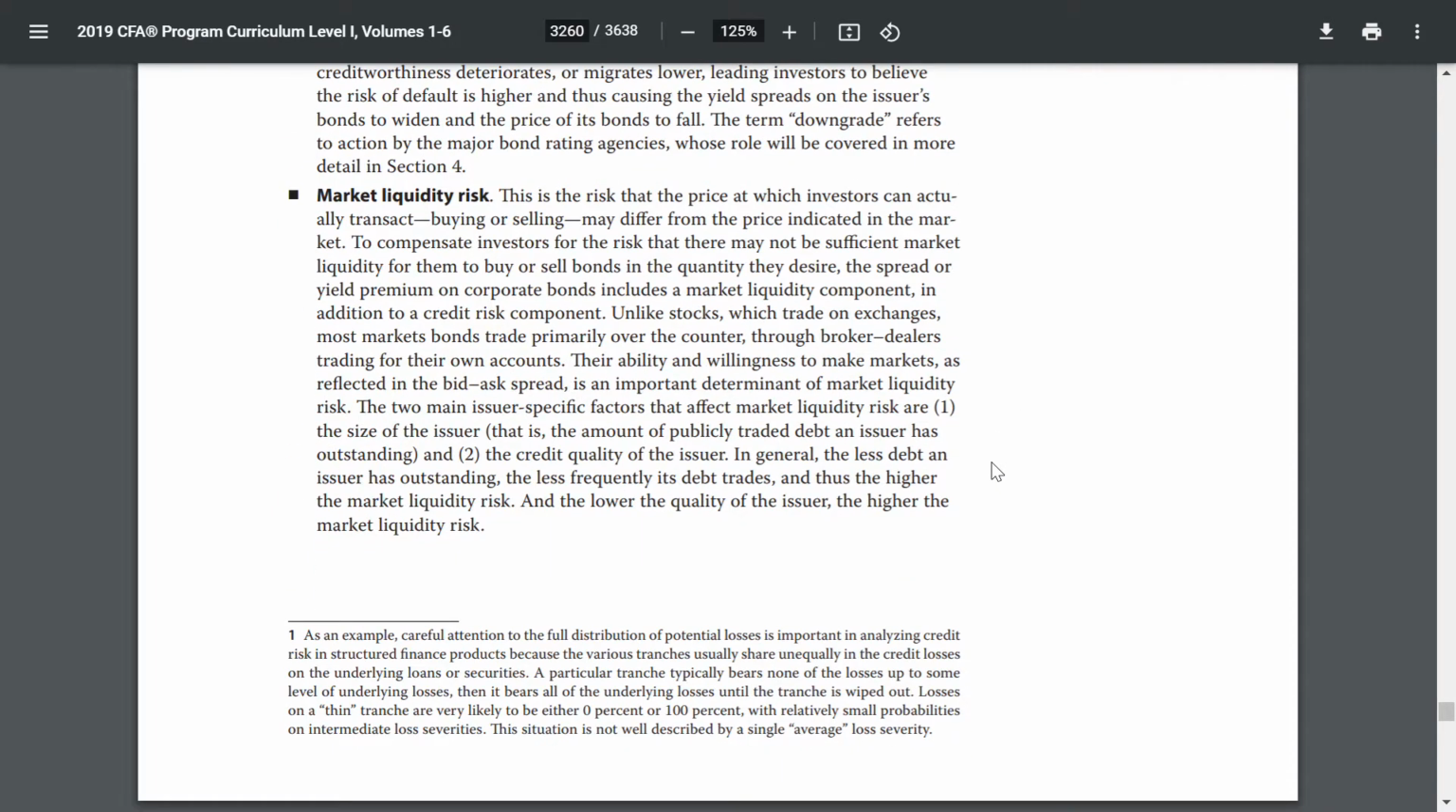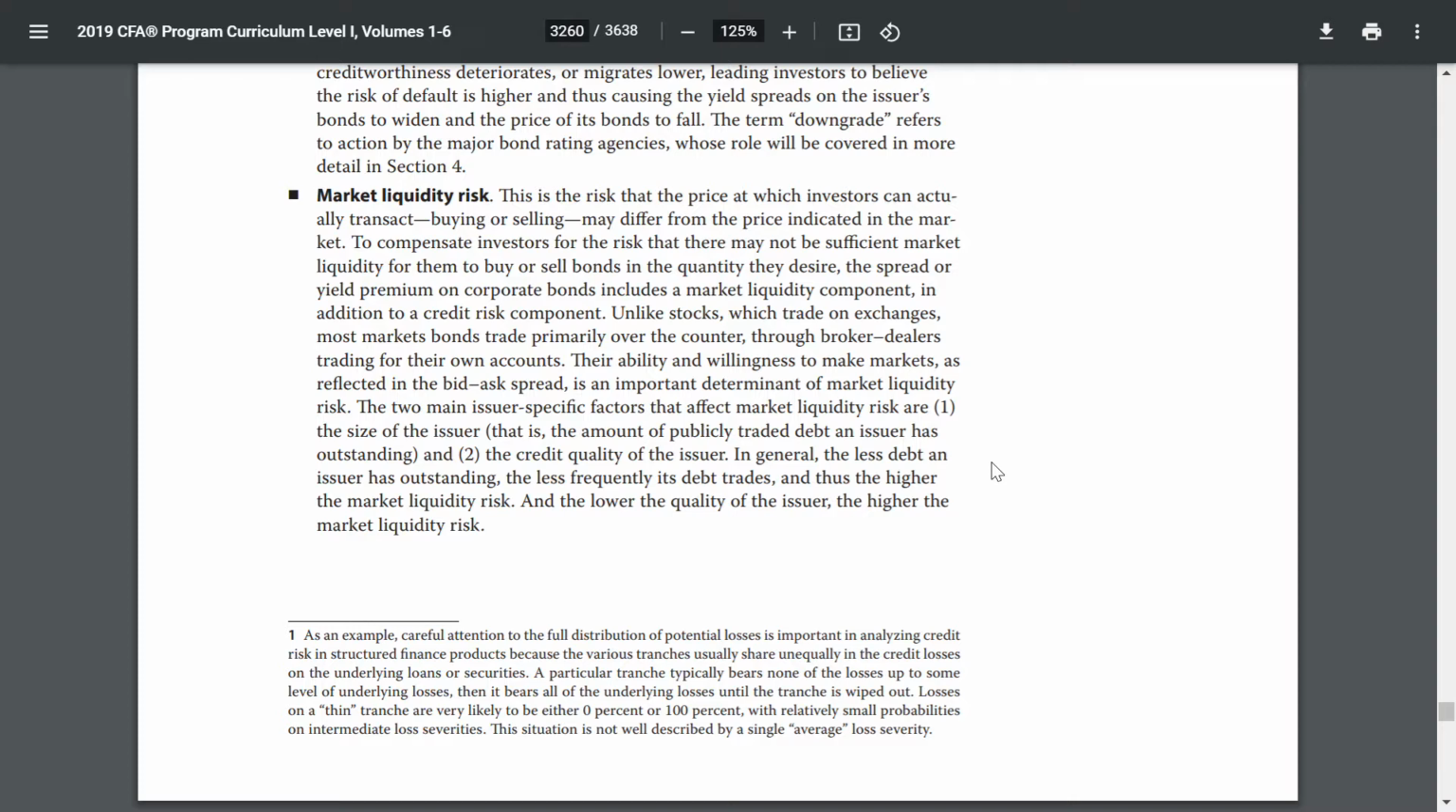This is the risk that the price at which the investor can actually transact, buying or selling, may differ from the price indicated in the market, because of insufficient market liquidity for them to buy or sell bonds in the quantity they desire.